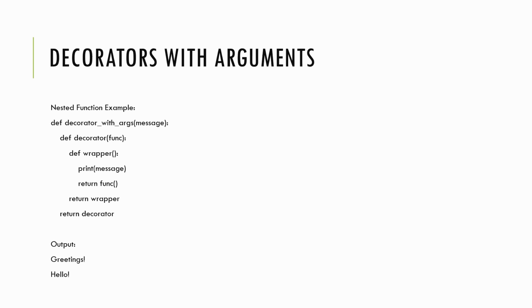Decorators can also accept arguments. This requires an additional layer of nesting because the decorator itself now needs to accept parameters. In this example, we define a decorator_with_args that takes a message as an argument and passes it to the wrapper function, which then prints the message before calling the original function. This gives us more flexibility and makes the decorator more powerful.